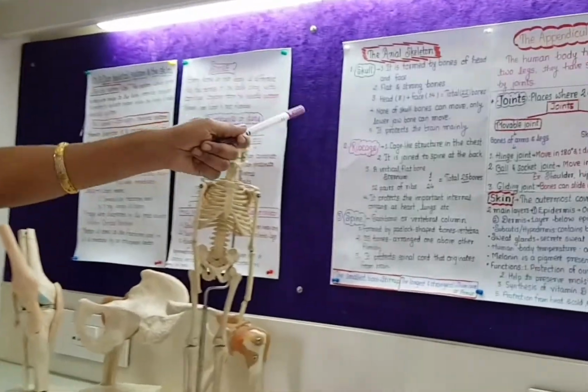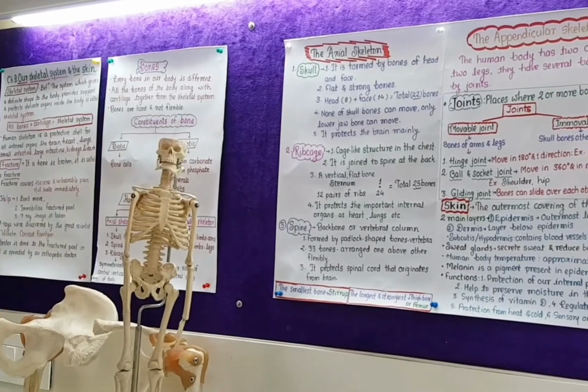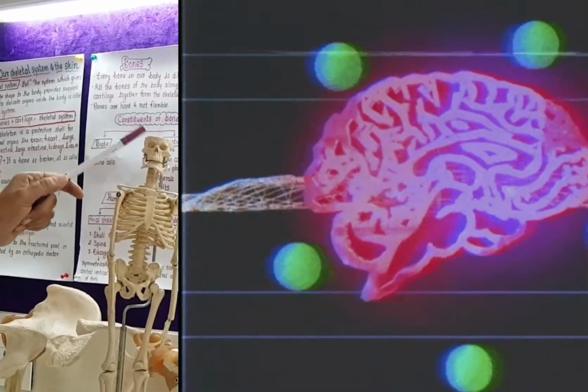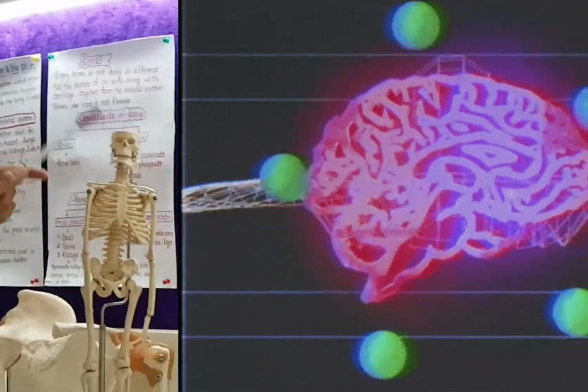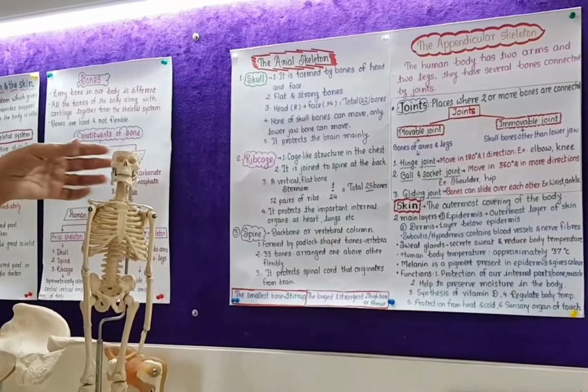Then, it protects the brain mainly. The vital organ, the brain, is protected by this skull.